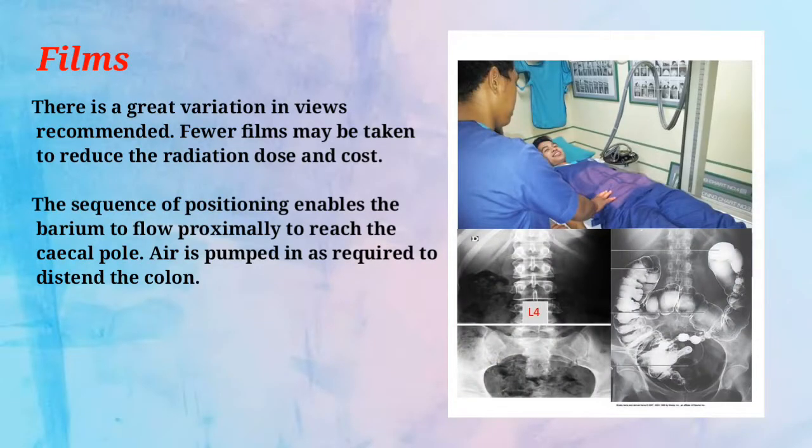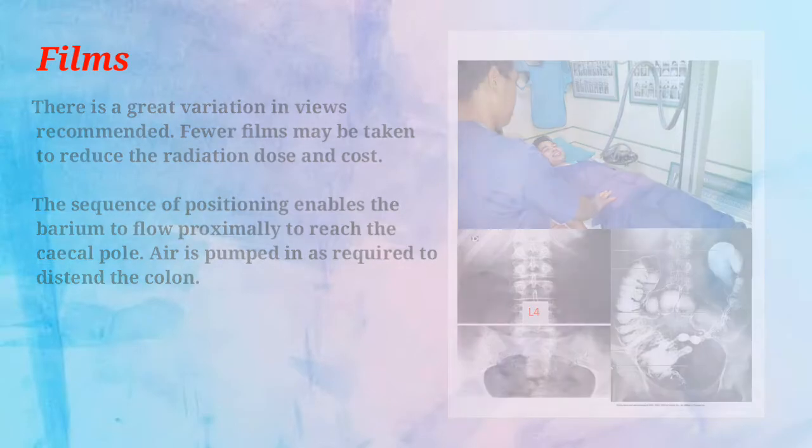Films. There is a great variation in views recommended. Fewer films may be taken to reduce the radiation dose and cost. The sequence of positioning enables the barium to flow proximally to reach the cecal pole. Air is pumped in as required to distend the colon.